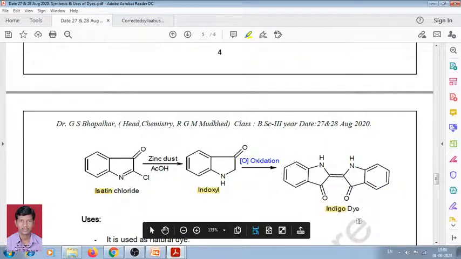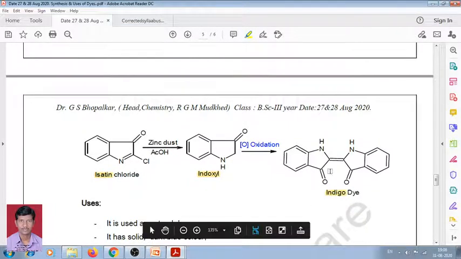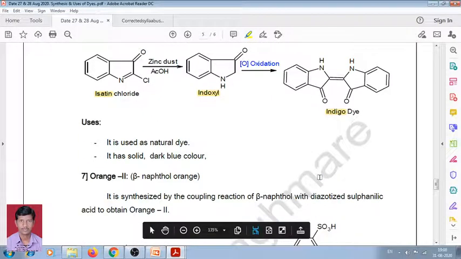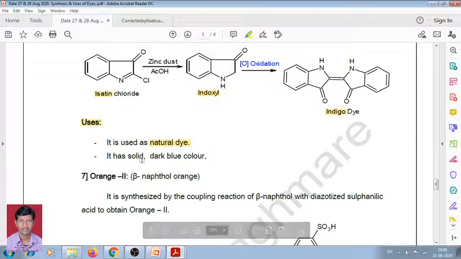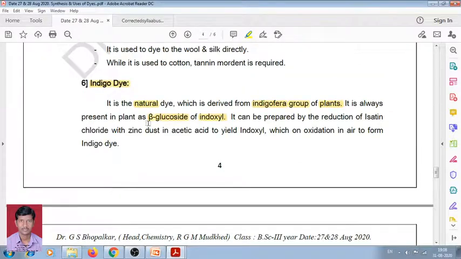This is the structure of indigo dye. Okay. Means two rings get coupled with each other because of the oxidation. Right, now this is the structure of indigo dye, and it is used as a natural dye, because I have already told that it is used as a natural dye, and it has solid dark blue color. Okay, it has what type of color? Solid dark blue color. This is about the synthesis of indigo dye.